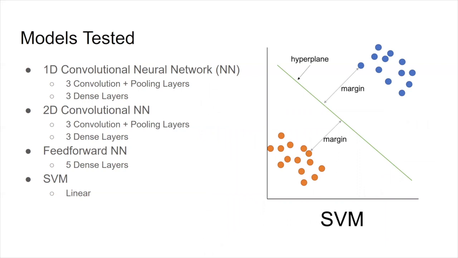So this image is a visualization of how a support vector machine works. The objective of the support vector machine is to find a hyperplane in n-dimensional space that distinctly classifies the data, where n is the number of features. It tries to maximize the margin, where the margin is the distance between that hyperplane and the nearest data points.